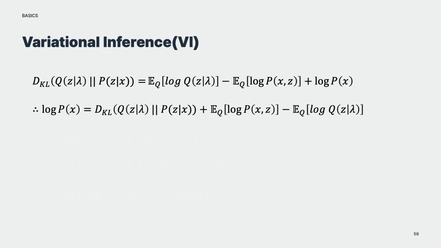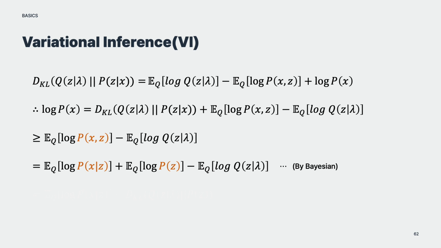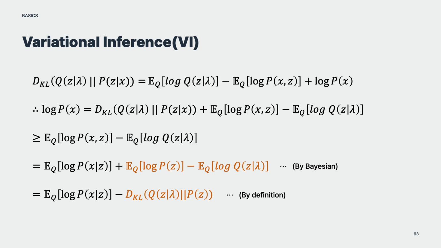By isolating the term log p(x) from the two expressions, we arrive at the following form. Since KL divergence is always greater than or equal to 0, we can therefore establish the following lower bound, which is known as the ELBO, or evidence lower bound. If we further expand the ELBO using Bayes' rule and the definition of KL divergence, we ultimately arrive at the following expression.